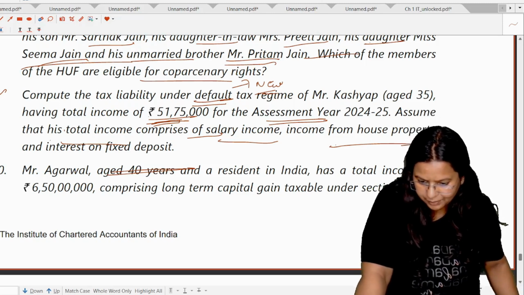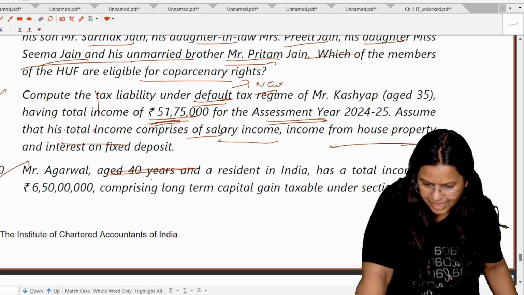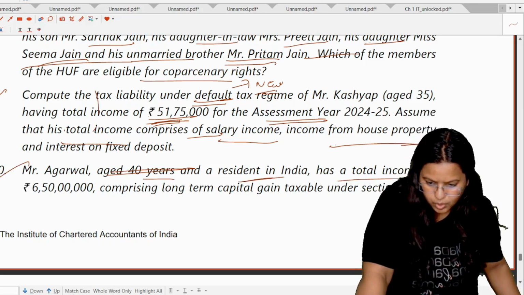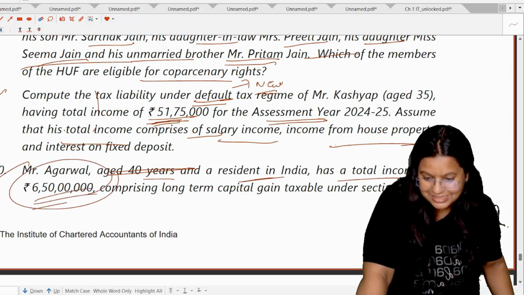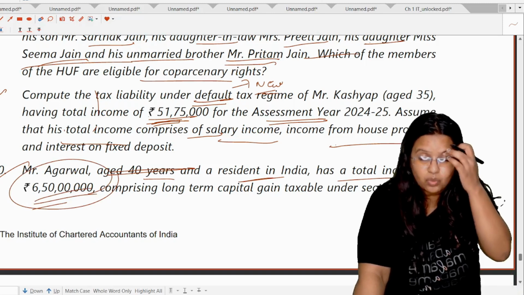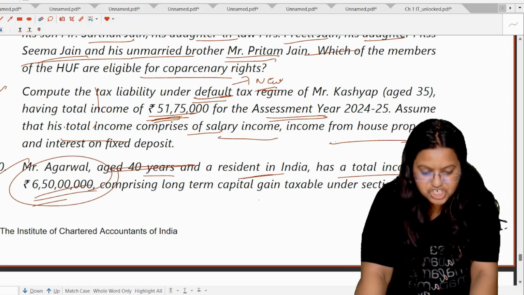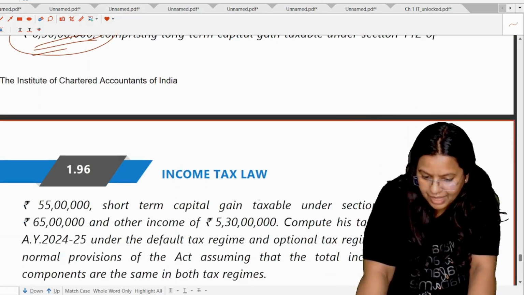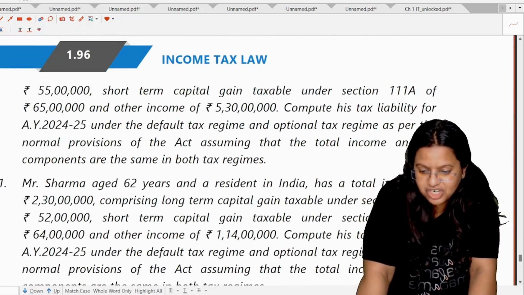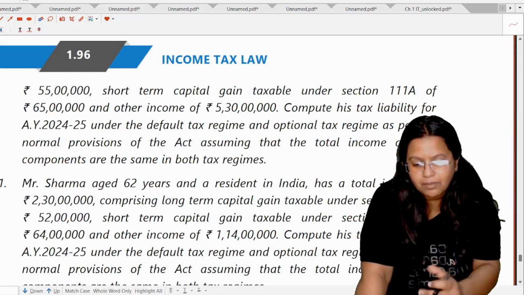Now, question number 10. Mr. Agarwal, aged 40 years and a resident in India, has a total income of 6 crore 50 lakh. It means this is again a question of marginal relief, comprising LTCG taxable under section 112 of 55 lakh, STCG taxable under section 111A of 65 lakh, and other income of 5 crore 30 lakh.